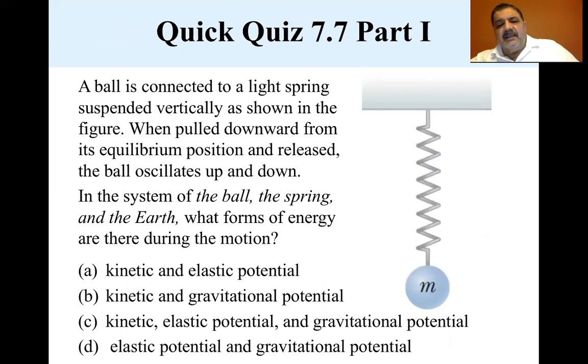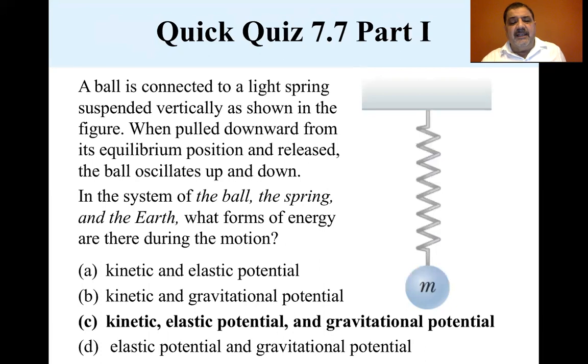C: Kinetic, elastic, and gravitational potential energy. Well, there we have it. We have all three. If you have the elastic potential and the gravitational potential as listed in D, you don't have the kinetic. So that one can't be right. So the answer is C. This system exhibits changes in kinetic energy as well as in both types of potential energy.